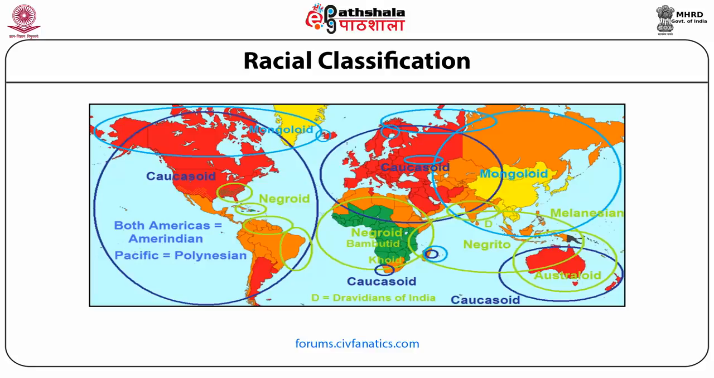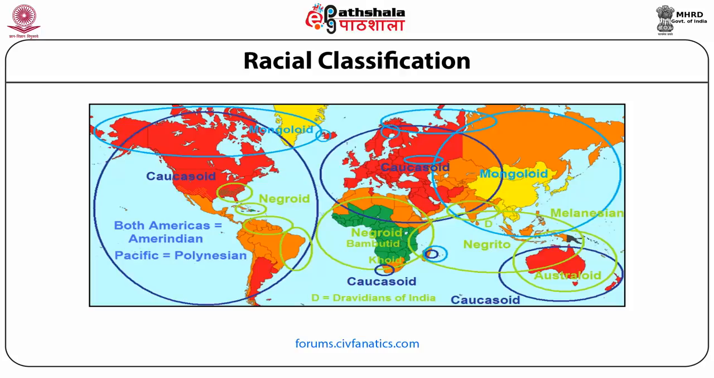American Indians, as well as in the Pacific region, we can see Polynesian, Negroid even in the African regions. We can see the Caucasoid region in the South American regions. Similarly, in the Madagascar region, we can see the distribution. We can see the Dravidians in the Indian regions, then Mongoloid region on the top of that. Even the Melanesian part, we can see the distribution of different racial groups.